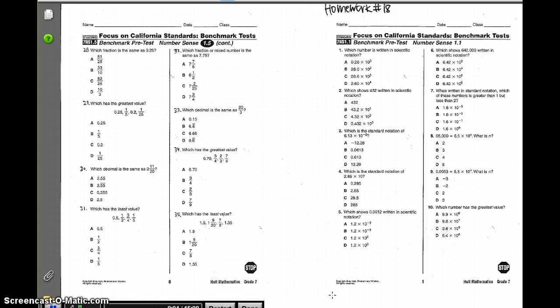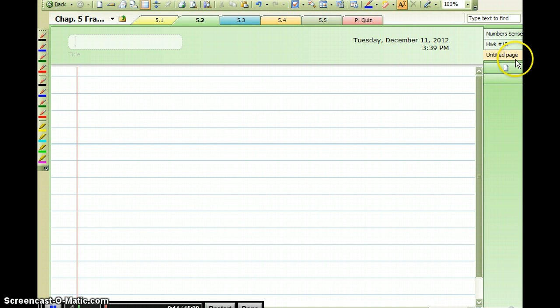Hi, this is Mrs. Zhu, and we are working on homework number 18, and this is the worksheet. I'm actually not going to be able to write over this. It's a little small too, so I'm going to work through our other page instead.